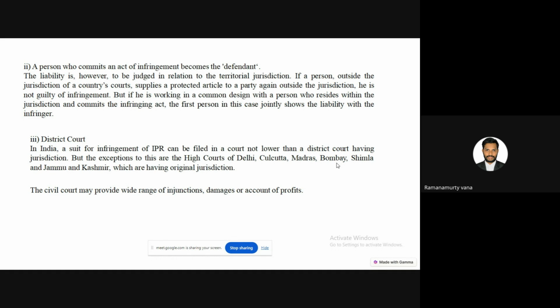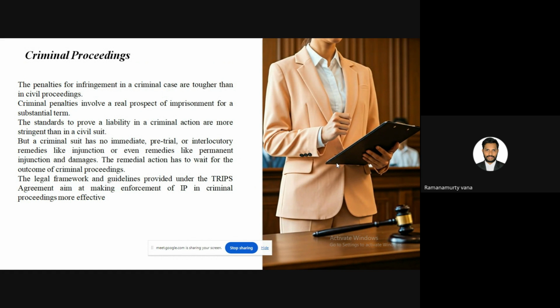The civil court, by applying the provisions, may award injunctions, damages, or an account of profits. These are the remedies we discussed. Now, what are criminal proceedings? The penalties for infringement in a criminal case are tougher than in civil proceedings. Criminal penalties also involve imprisonment. But proving liability in a criminal action is more stringent than in a civil suit.